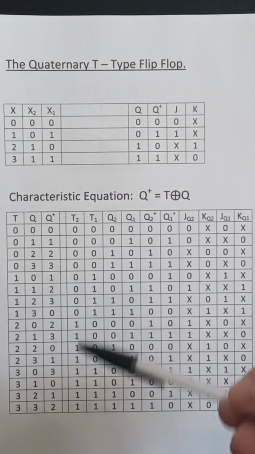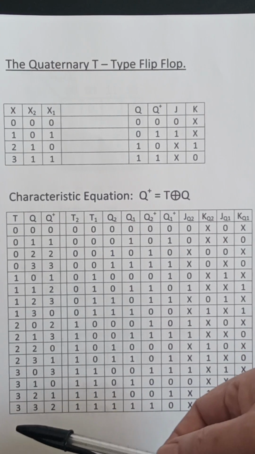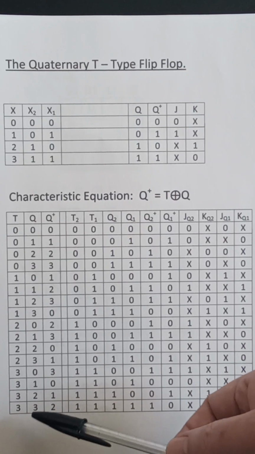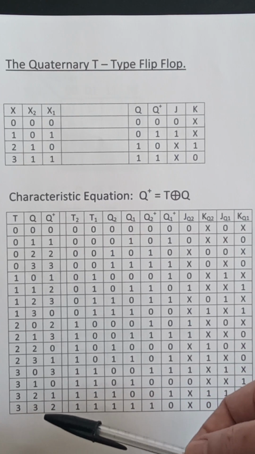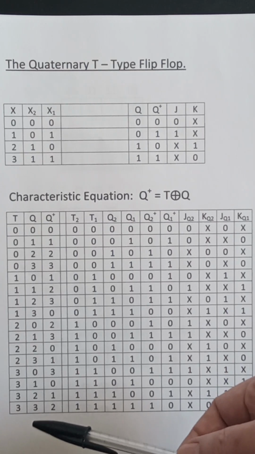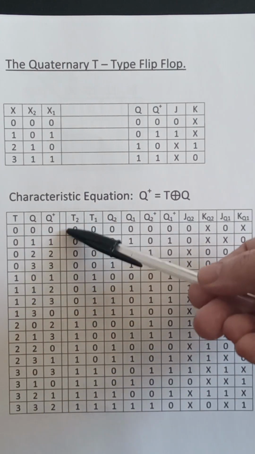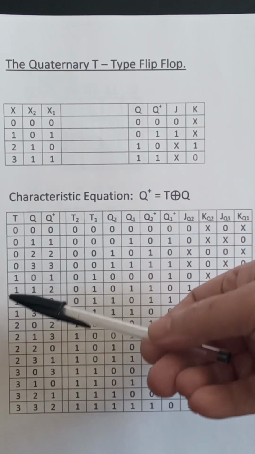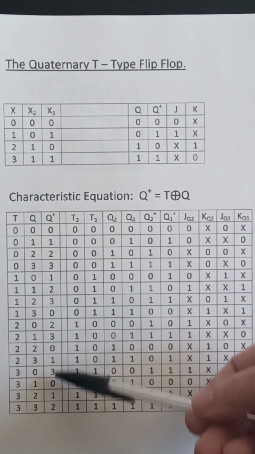And for instance, 3 plus 3 is 2 modulo 4. 3 plus 3 is 6, so divided by 4, 4 goes into 6 once, remainder 2. So the output is the remainder when the sum of T and Q is divided by 4.